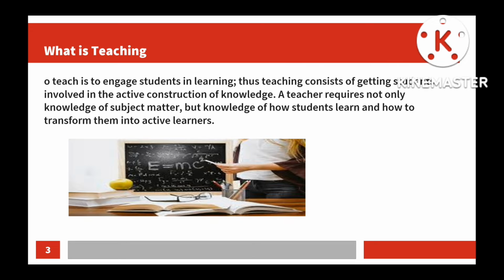A teacher requires not only knowledge of subject matter but knowledge of how students learn and how to transform them into active learners. So a teacher should not be only the subject expert, but she should know how to make the students active learners while the teaching and learning process is going on.